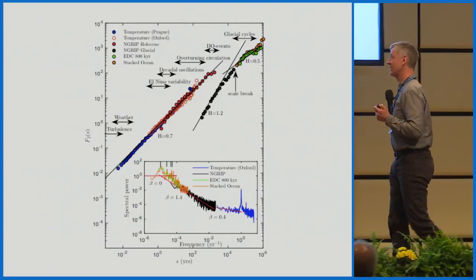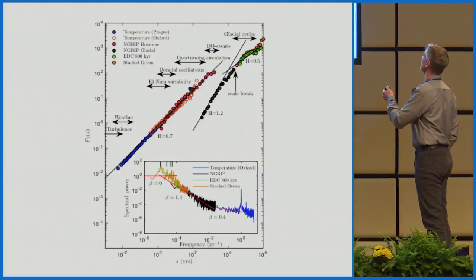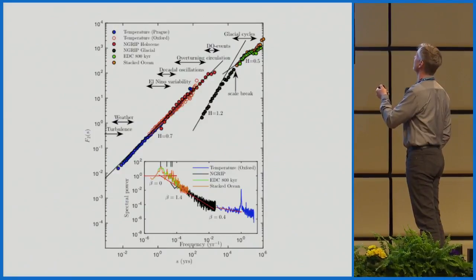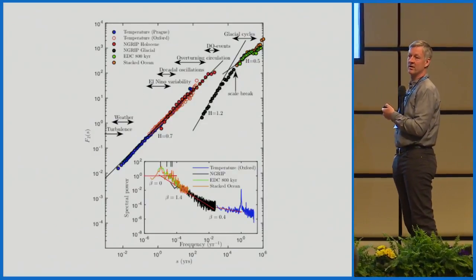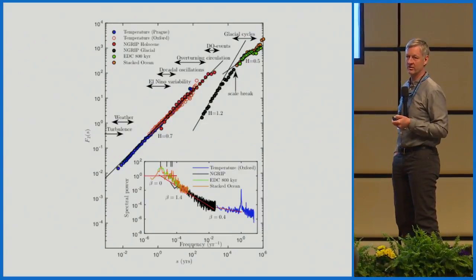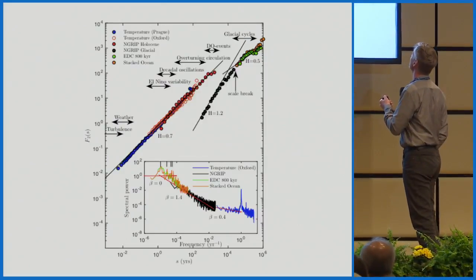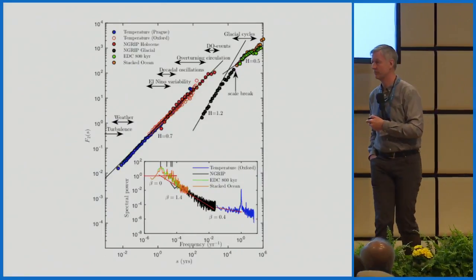And that's actually important, or maybe a little surprising here, that you go to sort of what you'd call in this sense a trivial scaling here, H equal 1/2, corresponding to white noise, normal white noise, while down here we have a fractal scaling of 1.2.